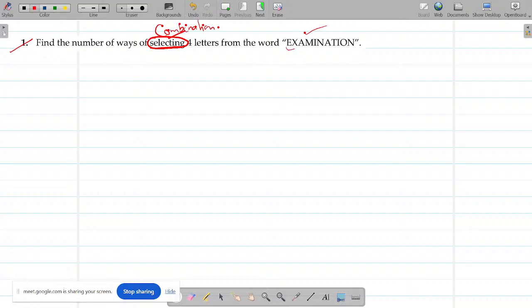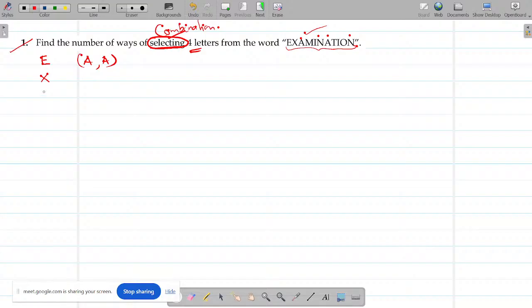From the word examination, the problem here is you will find that A is repeated, N is repeated, I is repeated. So many repetitions we get. And moreover, we are not going to select everything. We're going to select only four letters. So let me first segregate with respect to repetition. E is repeated only once, so I take it separately. X is only once, I take it separately. A has two times, so A and A. Let me group it.